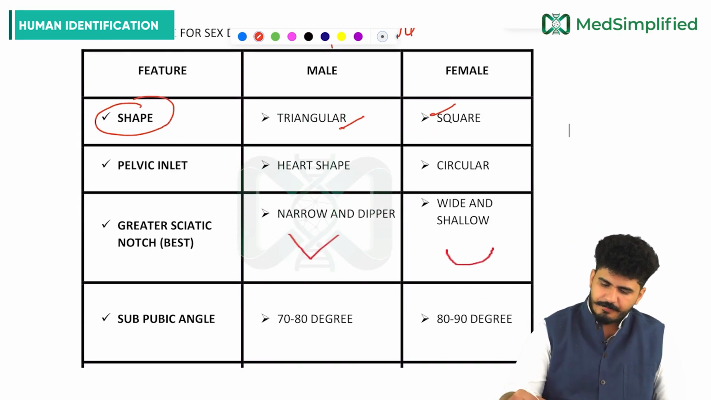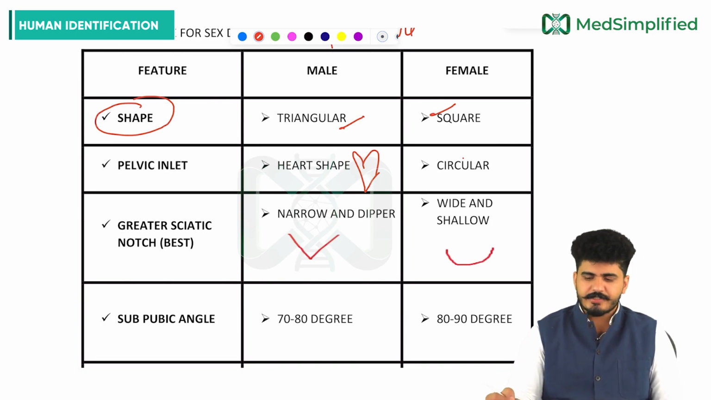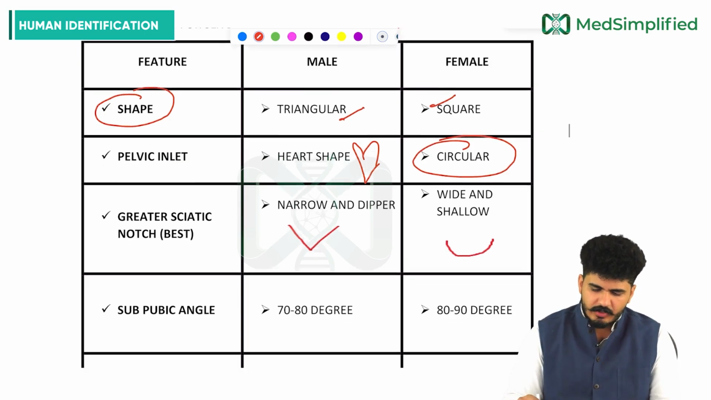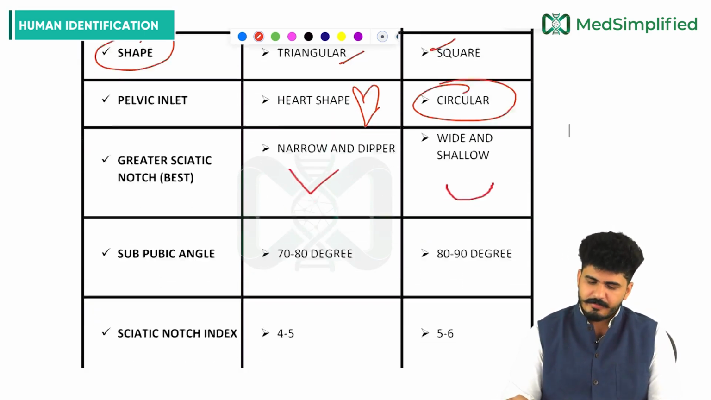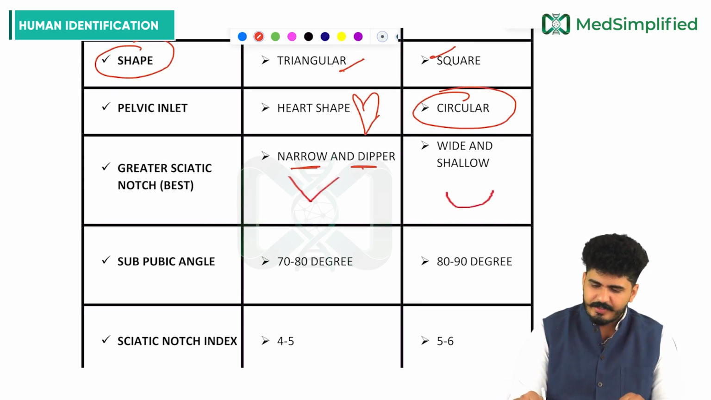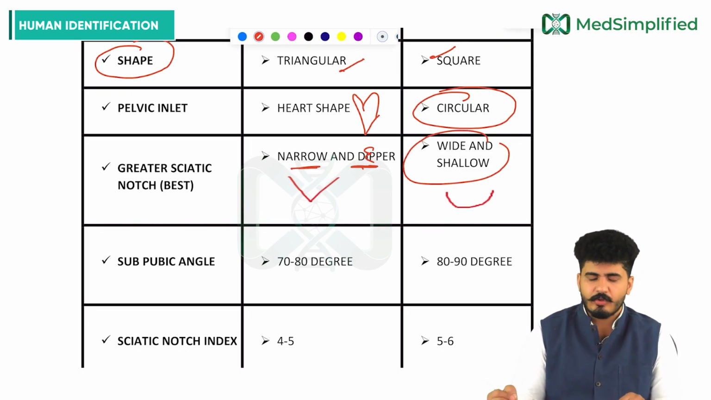The pelvic inlet of a male is heart shaped. That doesn't mean the heart of the male is in the pelvis. No, not at all. The pelvic inlet is heart shaped in the male, and in the female, it is circular, my dear friends. The greater sciatic notch is the best parameter to differentiate male and female pelvis. It is narrow and deeper in the males, and wide and shallow in the females.